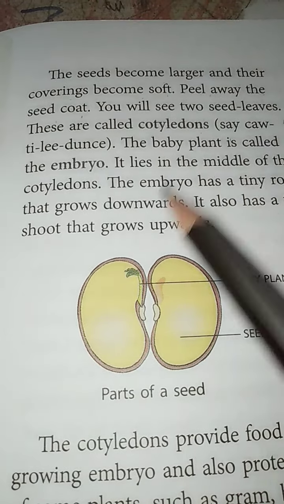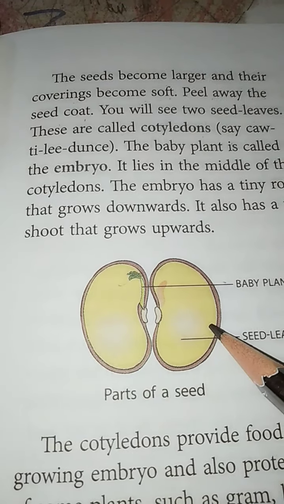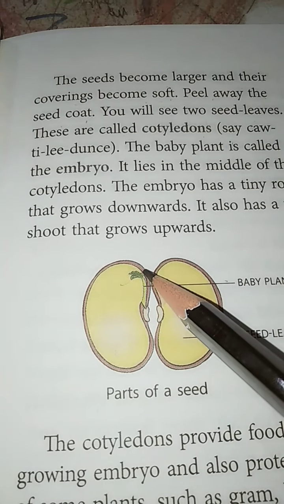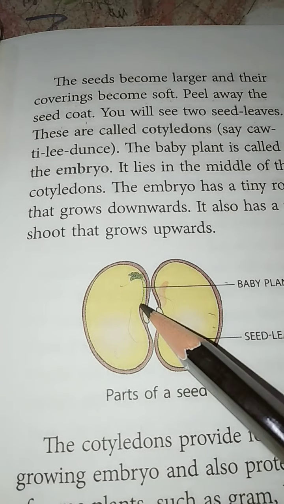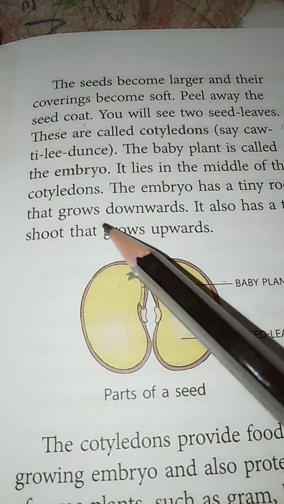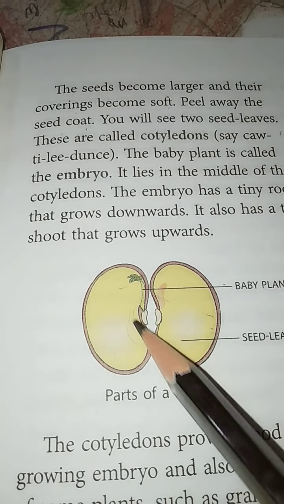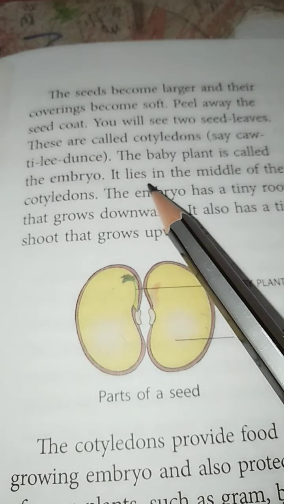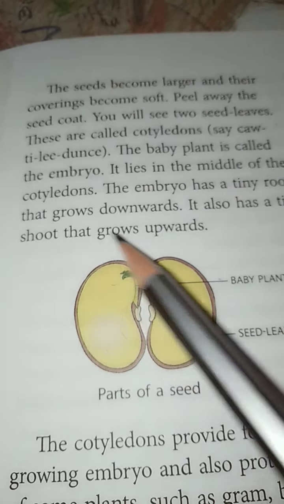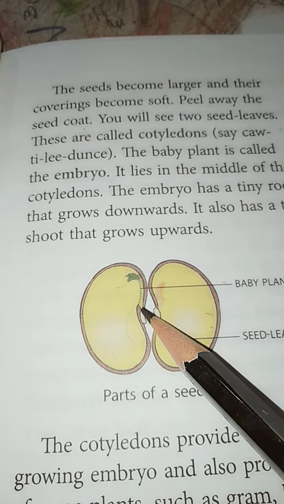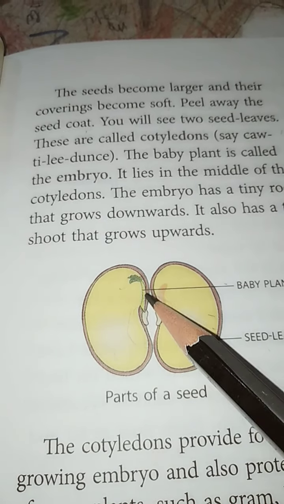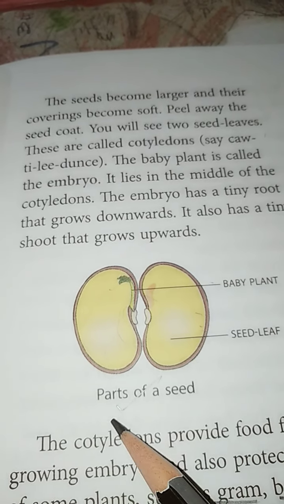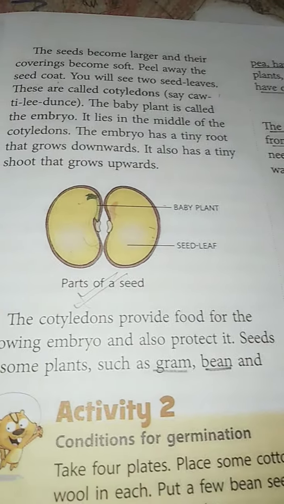These are called cotyledons. When you open it, you can see two seed leaves, and these two are called cotyledons. And the baby plant which is inside the seed is called the embryo. It lies in the middle of the cotyledons. Can you see the embryo here? The embryo has a tiny root that grows downwards, and a small shoot which grows upwards. So this diagram, parts of a seed, you have to draw in your copy.